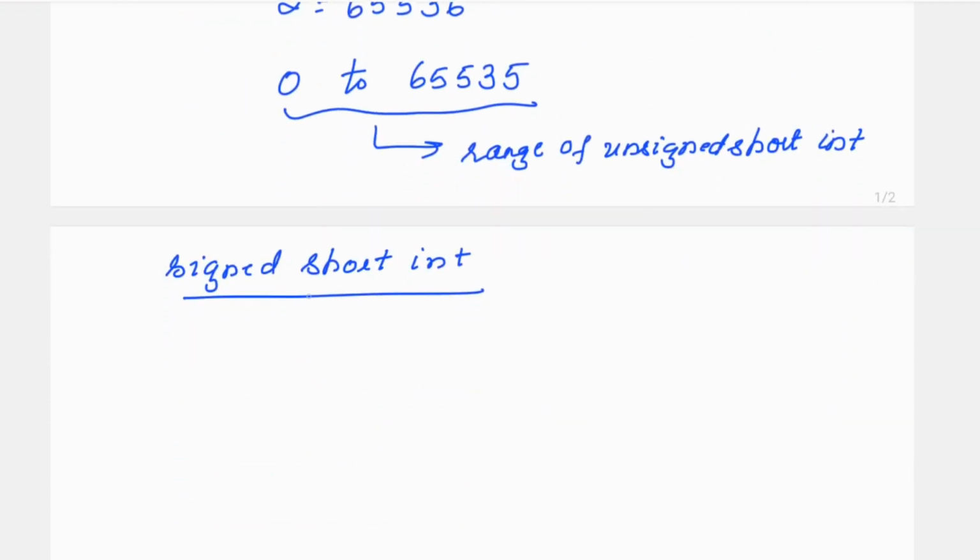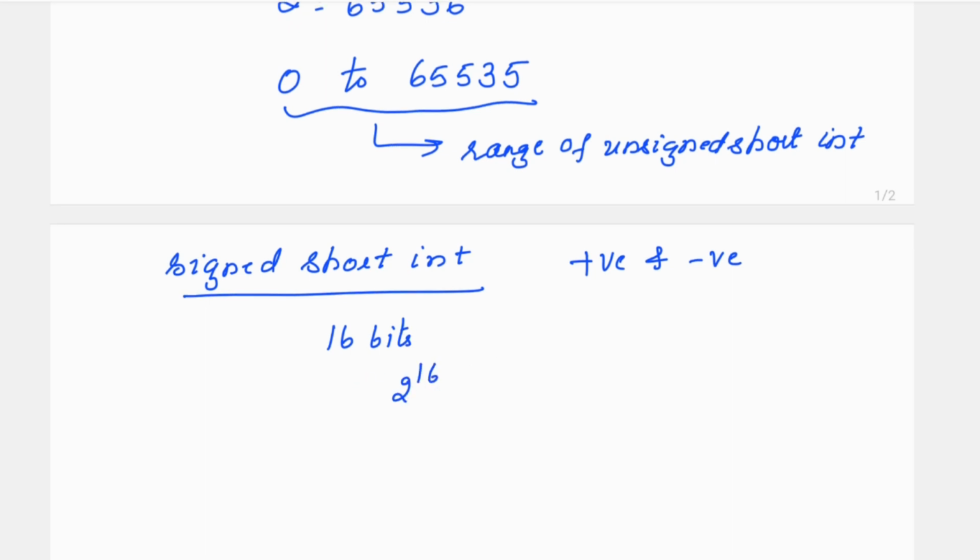Next is the second type, signed short int. In this category, let us see what is the minimum value and maximum value. First thing you have to remember, signed is allowing both positive and negative values. And you are using 16 bits to represent the value. That means 2 to the power of 16, 65,536. But since here we can give positive values to the variables as well as negative values, the maximum count is 65,536.